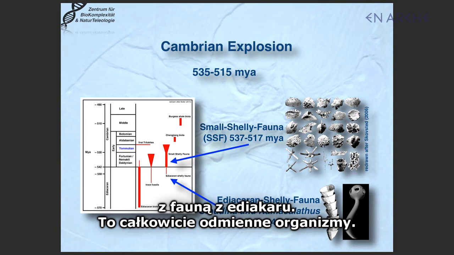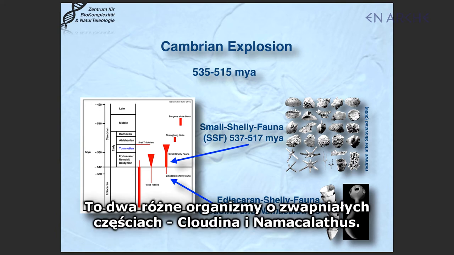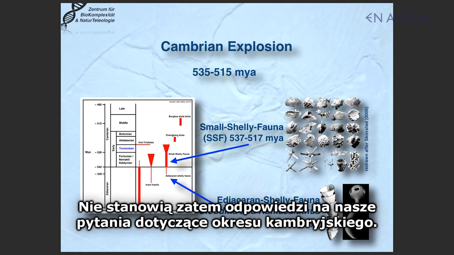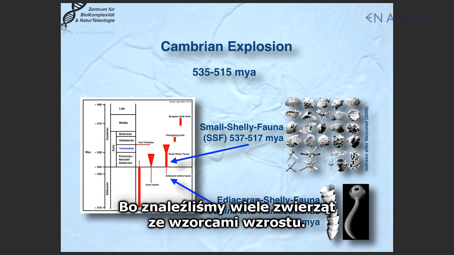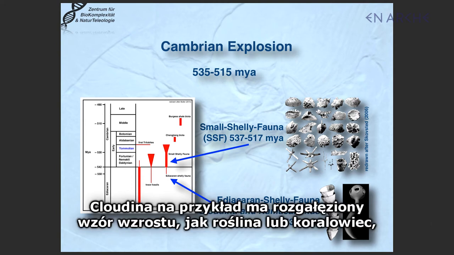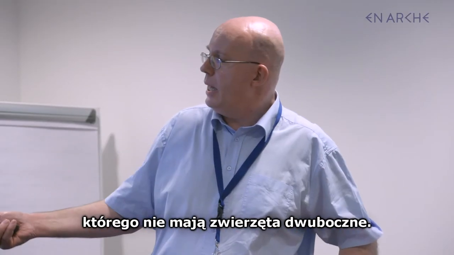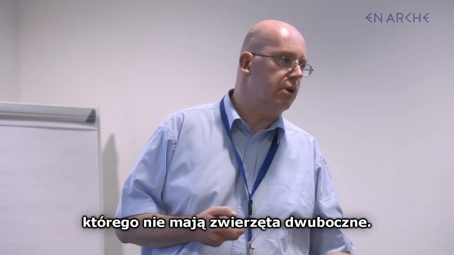What you find in the Ediacaran shelly fauna are totally different organisms, basically just two different kinds of organisms, Cloudina and Namacalathus. And we know that these cannot be the ancestors of the bilaterian Cambrian phyla. Why? Because we have meanwhile so many discoveries of these animals with growth patterns that we know that, for example, Cloudina had a branching growth pattern like a plant or like a coral, which does not occur in bilaterian animals.